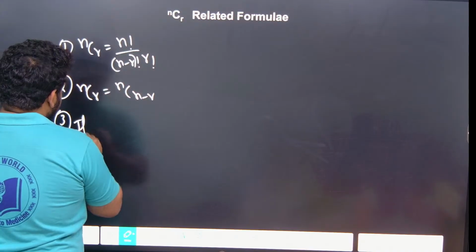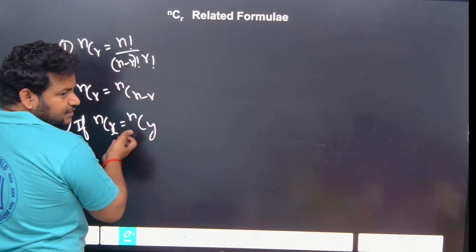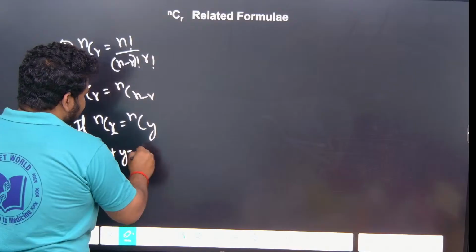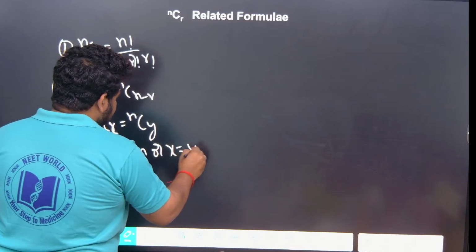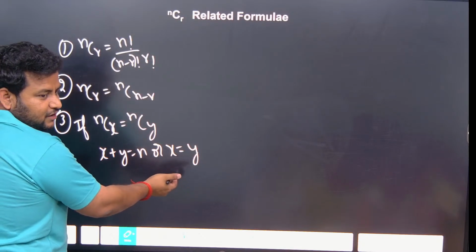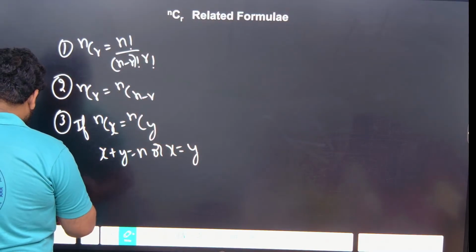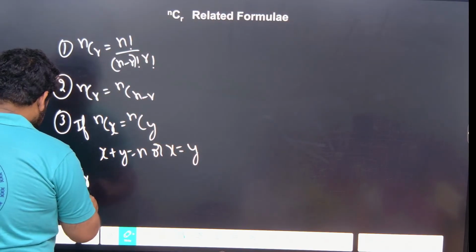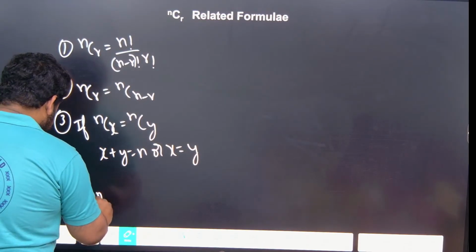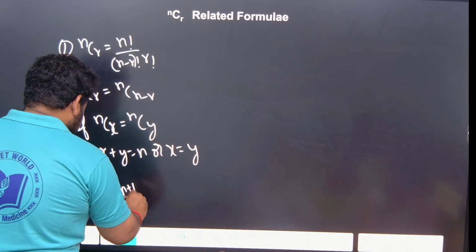If it is given nCx is equal to nCy, this you have learned by heart for your boards also, correct? Then x plus y is equal to n, or x is equal to y. We have learned it nicely. Very good. Okay, then nCr plus nC(r minus 1) is equal to (n plus 1)Cr.